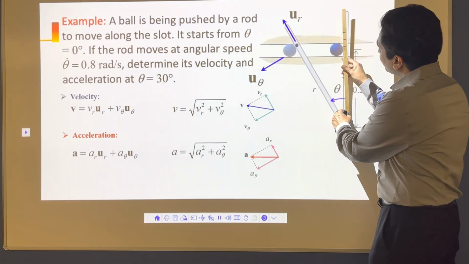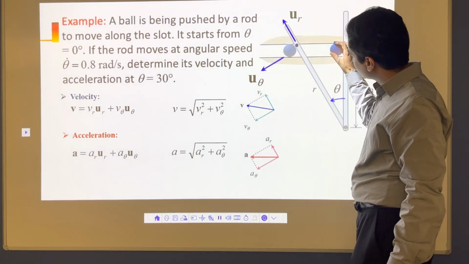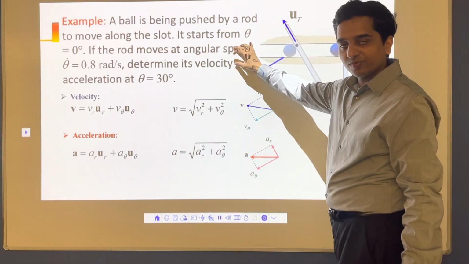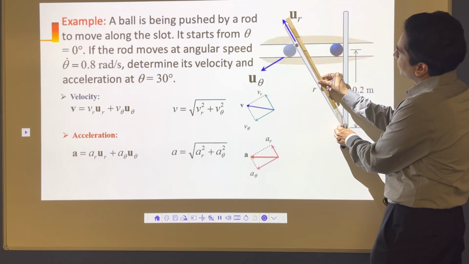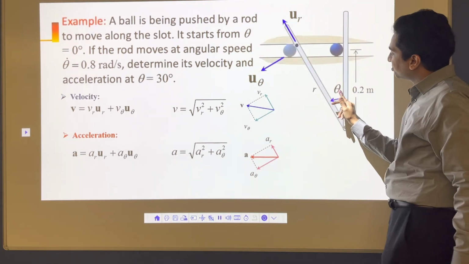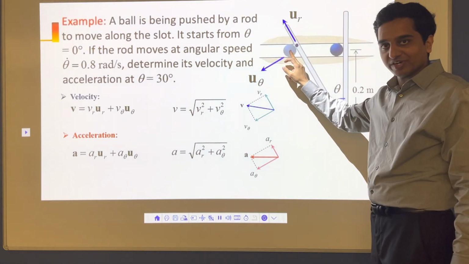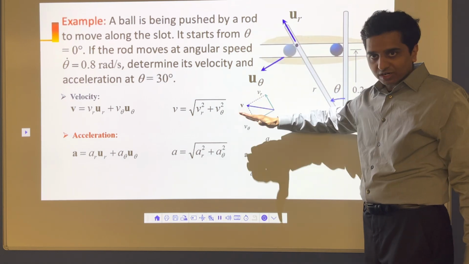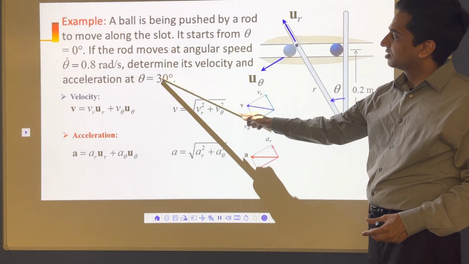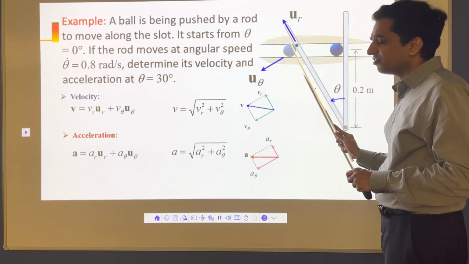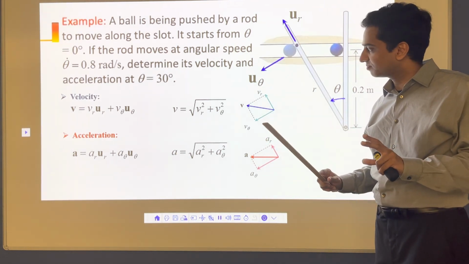So it's going to rotate, angular velocity we know. What is the linear velocity of the ball? How fast is this ball going to travel in this slot? So at a 30-degree angle: from 0 degrees it starts moving, it continues to move, and it will reach 30 degrees. If you freeze time at the 30-degree angle, at that instant, what is the velocity? The motion will continue, the ball will continue to go forward, but at that instant, the 30-degree mark, what is the velocity of the ball and what is the acceleration? That's what we have to calculate. That's the problem.